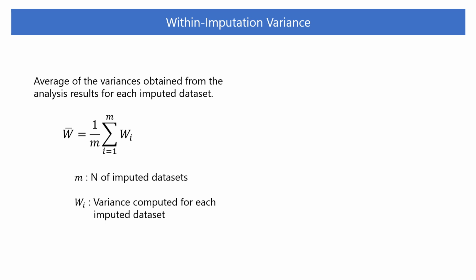Within-imputation variance, W bar, is computed by this formula. Small m represents the number of imputed datasets. Wi is the variance computed for each imputed dataset.